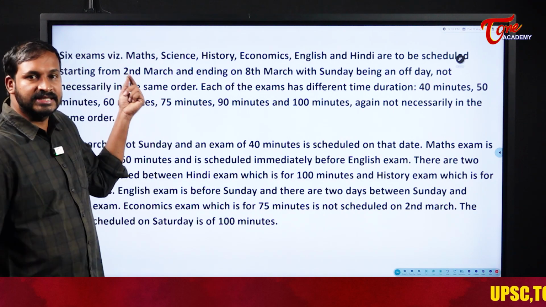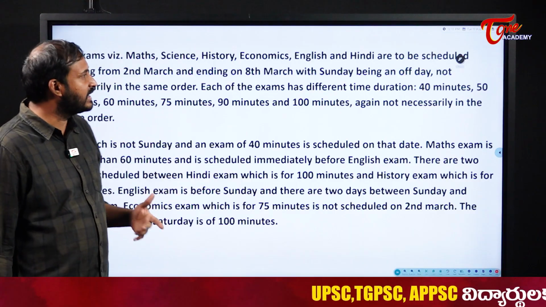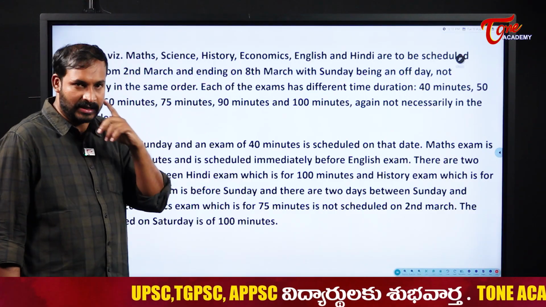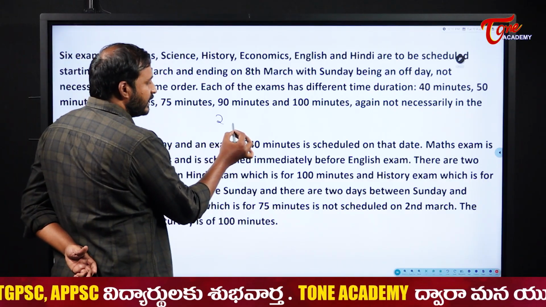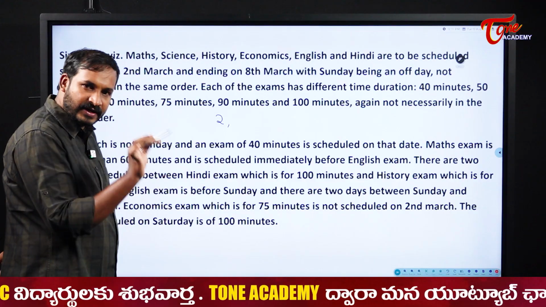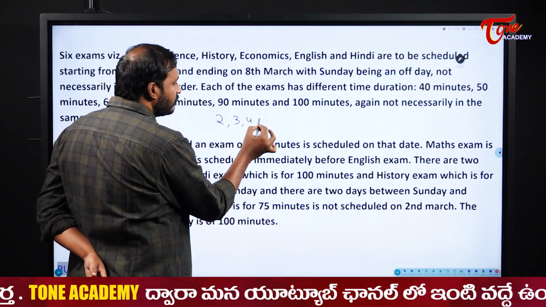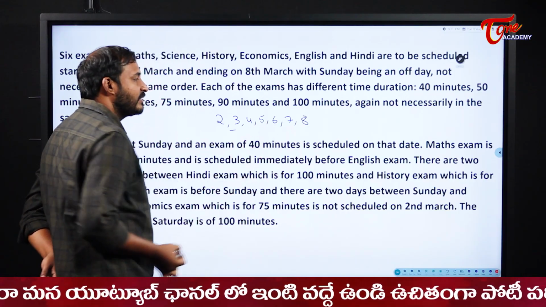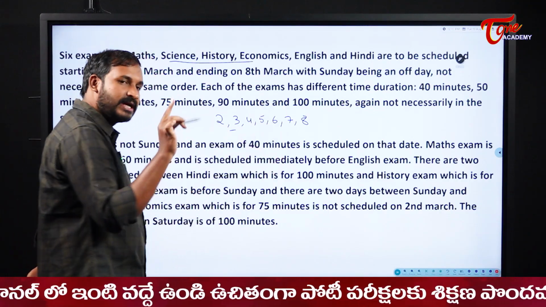Next, see here, 6 exams, Maths, Science, History, Economics, English and Hindi are to be scheduled starting from 2nd March and ending on 8th March. Okay. From 2nd March to 8th March, how many days are there? First, we should be very careful. So, 2nd, 3rd, 4th, 5th, 6th, 7th and 8th. Total, how many days are there for me here, students? 7 days are there, but only 6 examinations should be conducted.